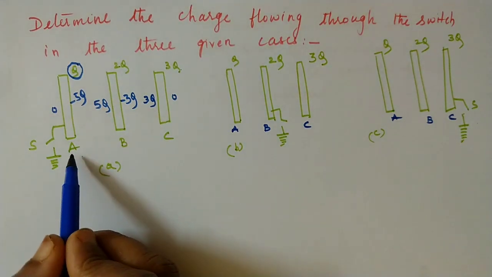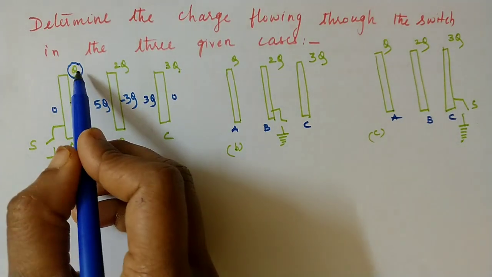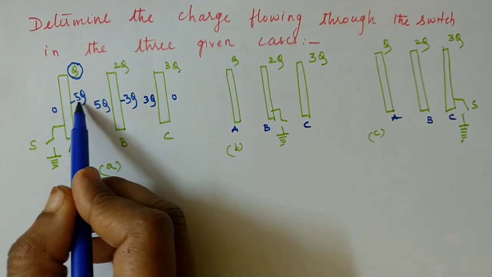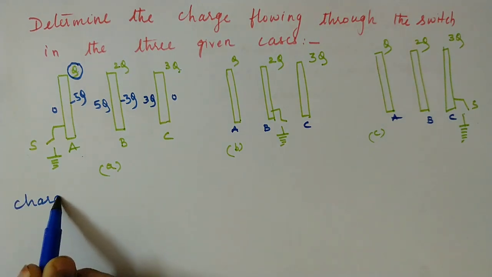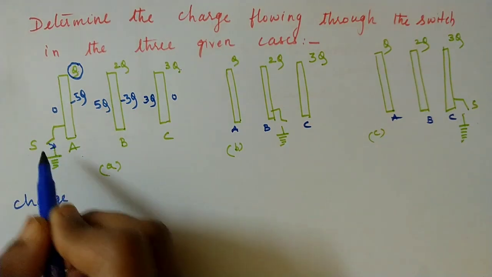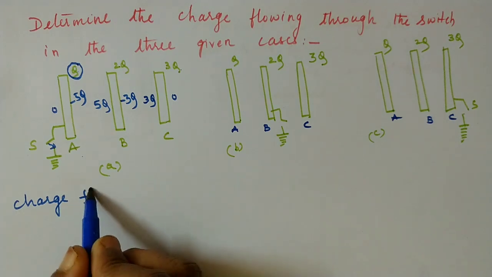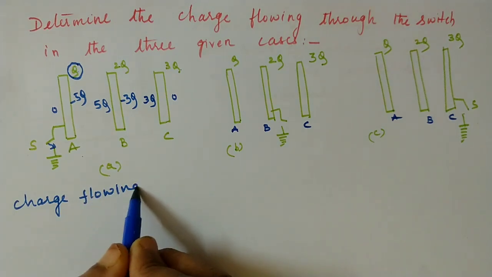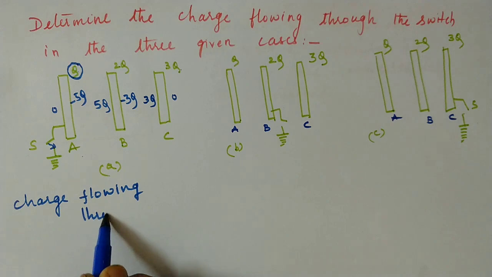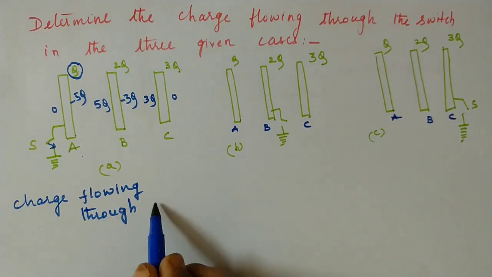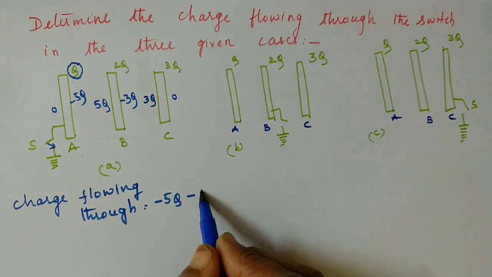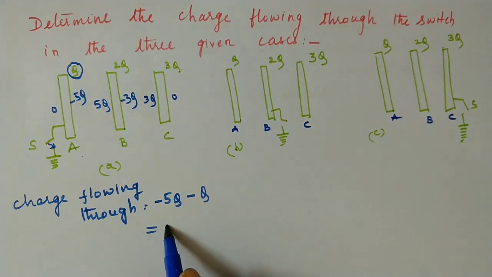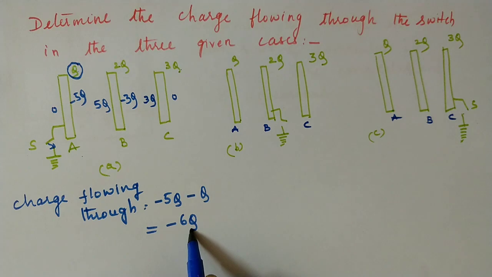Now you can see on A, before earthing charge was Q. After earthing charge is minus 5Q. What is the charge supplied by the earth? After connecting the switch, charge flowing through would be final minus initial, that is minus 5Q minus initial was Q. So your answer for the first bit is minus 6Q.